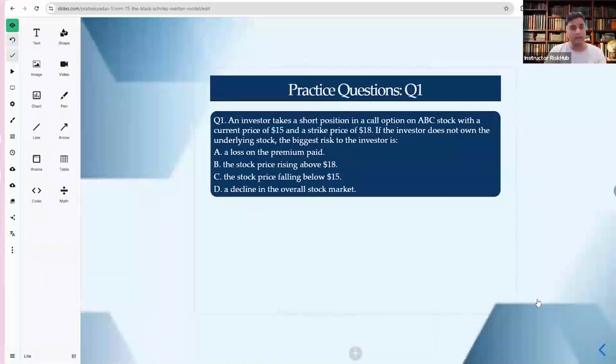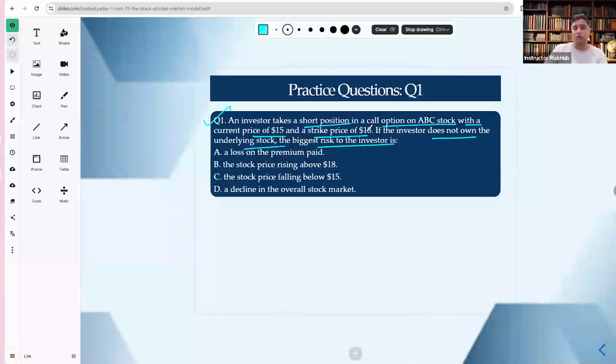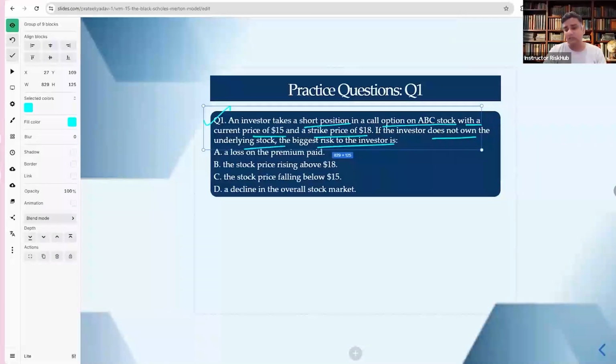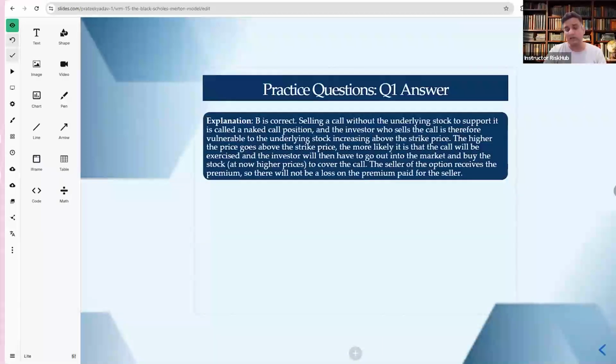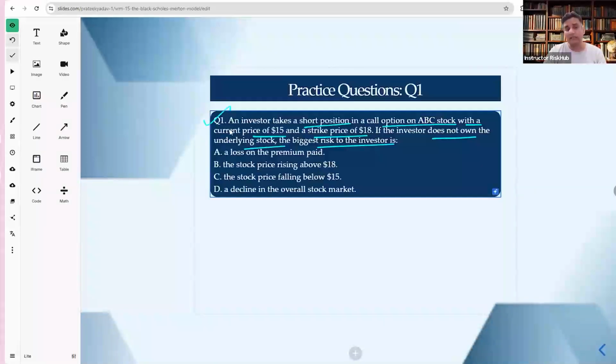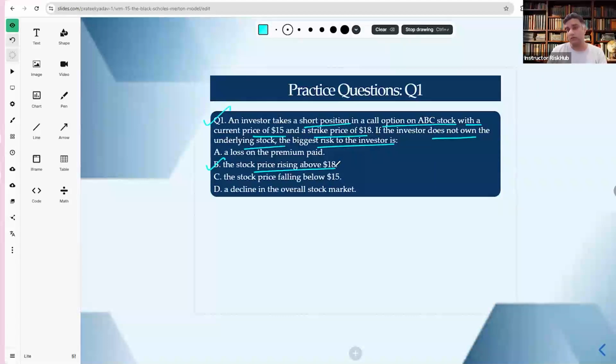You can understand. This is a question we have. An investor takes a short position in a call option on ABC. We sold a call option with a current price of 15 and a strike price of 18. If the investor does not own the underlying stock, what is the biggest risk? The biggest risk is the stock going up. If you don't own the underlying, the biggest risk is the stock going up. It's a very simple thing. Having sold a call, the stock price rising above 18 is the issue. If it crosses the strike price, that's the issue.